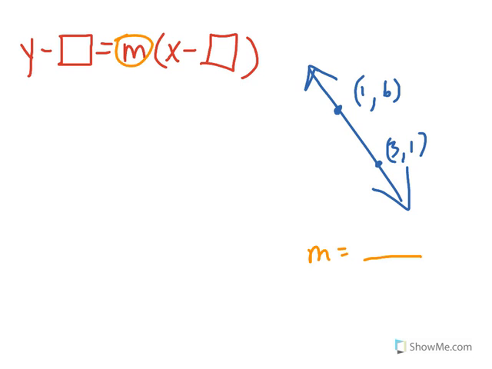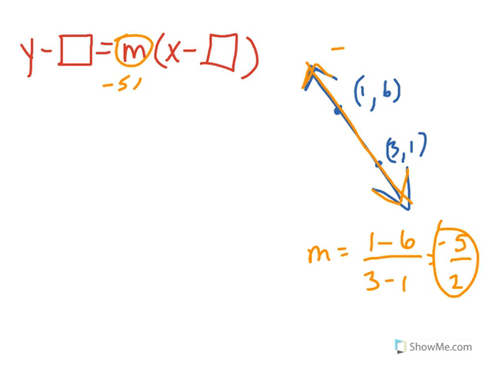Slope is y2 minus y1 over x2 minus x1. We get negative 5 over 2. Okay, and it says it's a negative slope. Does that match with what we see here? Yeah, it does. That looks like a negative line. So negative 5 halves is our slope. Okay. So I'm going to put negative 5 halves right there.